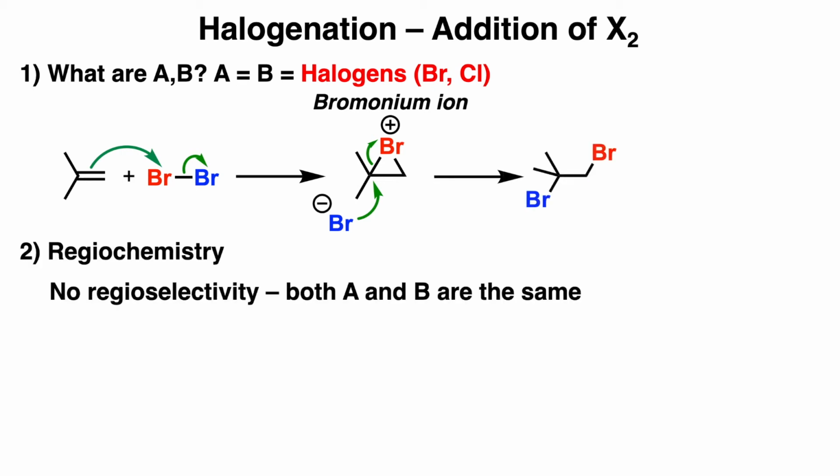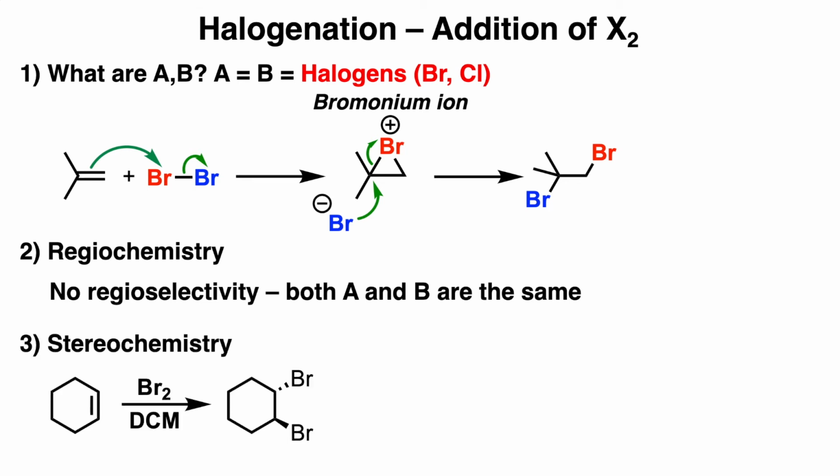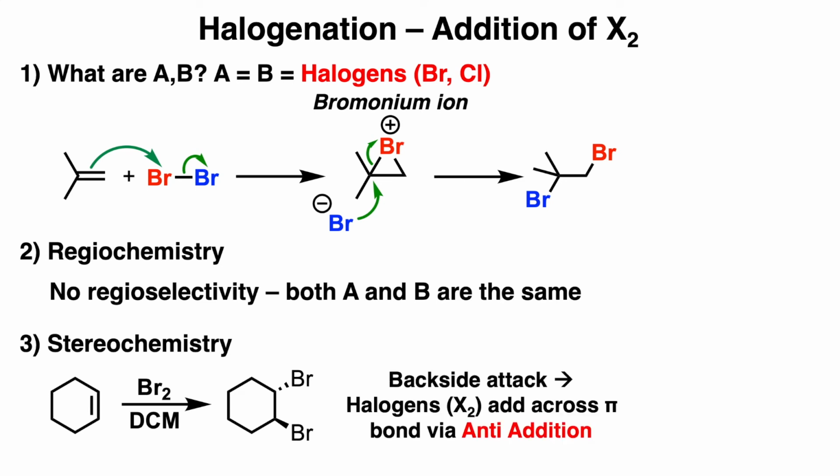Halogenation is not regioselective since both A and B are the same. And in terms of stereochemistry, both halogens will add across the pi bond via anti-addition. This means that in the product, one halogen will be on a wedged bond, while the second halogen will be on a dashed bond. And halogenation also produces a racemic mixture of enantiomers.